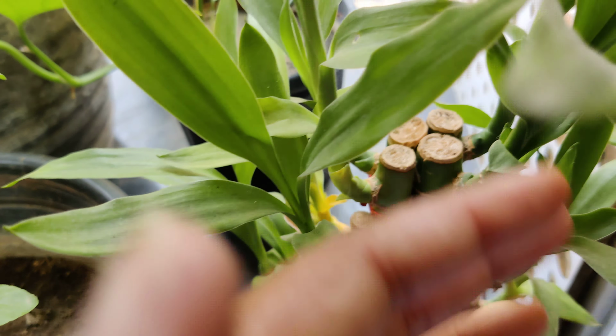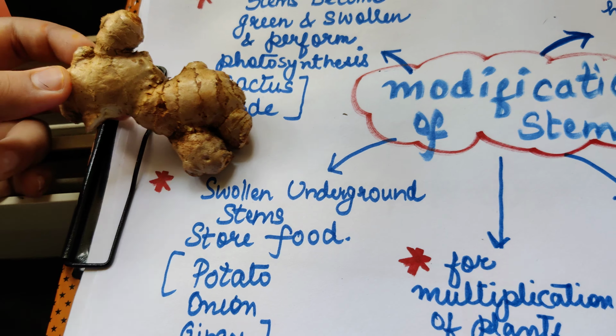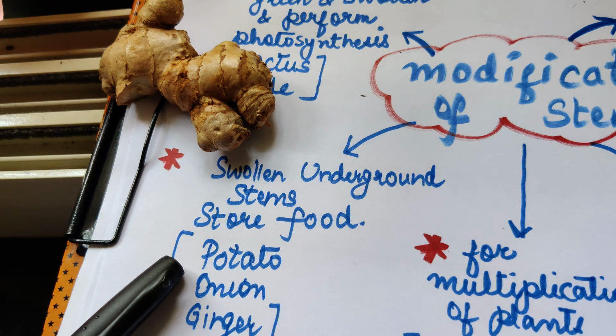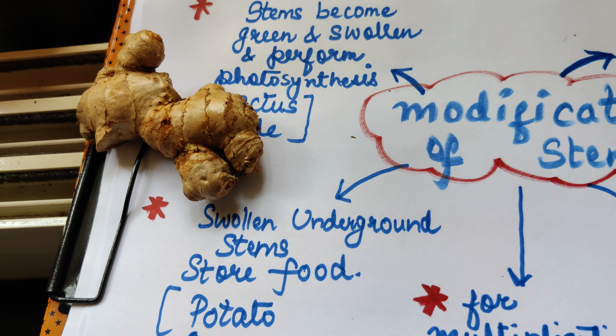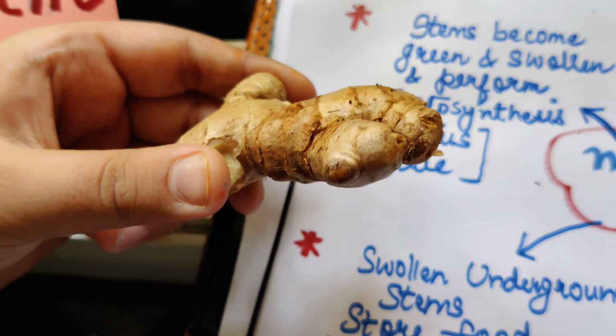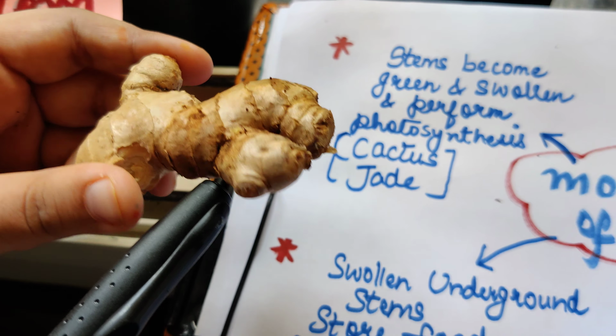The modifications of stem. We have seen stem, other than these small functions they perform, certain plants show some other things also. Like in the case of potato, as you can see in this particular section, potato and this, yes, ginger, very well recognized. This is the swollen underground part where it is going to store food. There are basically three types: potato, onion and ginger, right? And you can see the lines on this. These are the nodes, right?